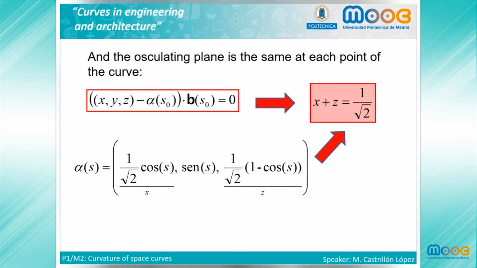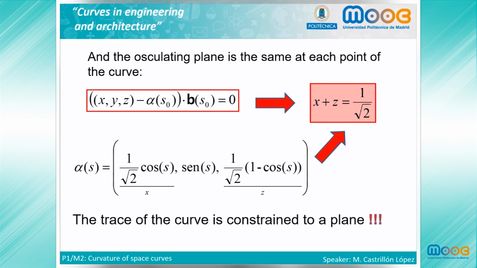Taking into account the parameterization of the curve, it is easy to check that the coordinates x and z satisfy the equation of the osculating plane. That is, the trace of the curve is constrained to a plane. In a forthcoming video, we will study how to know when a space curve is constrained to a plane and to know how quickly it breaks apart from the osculating plane.